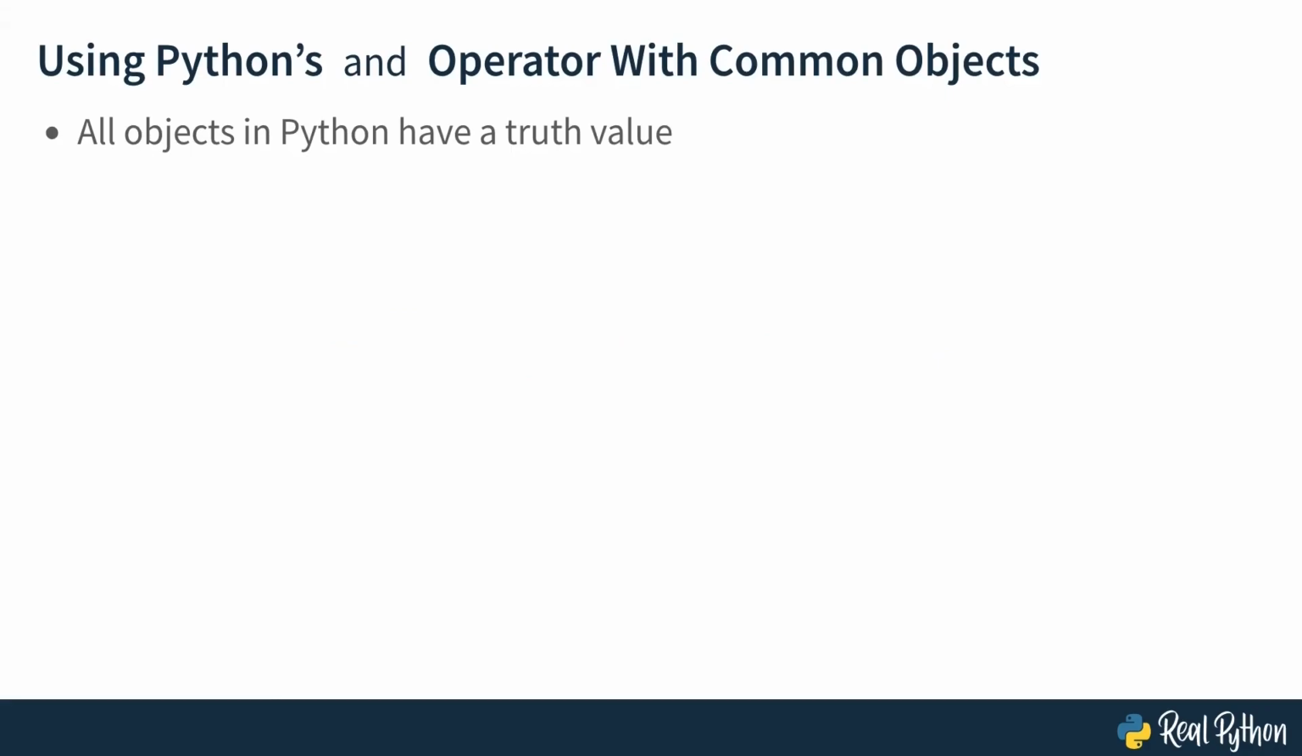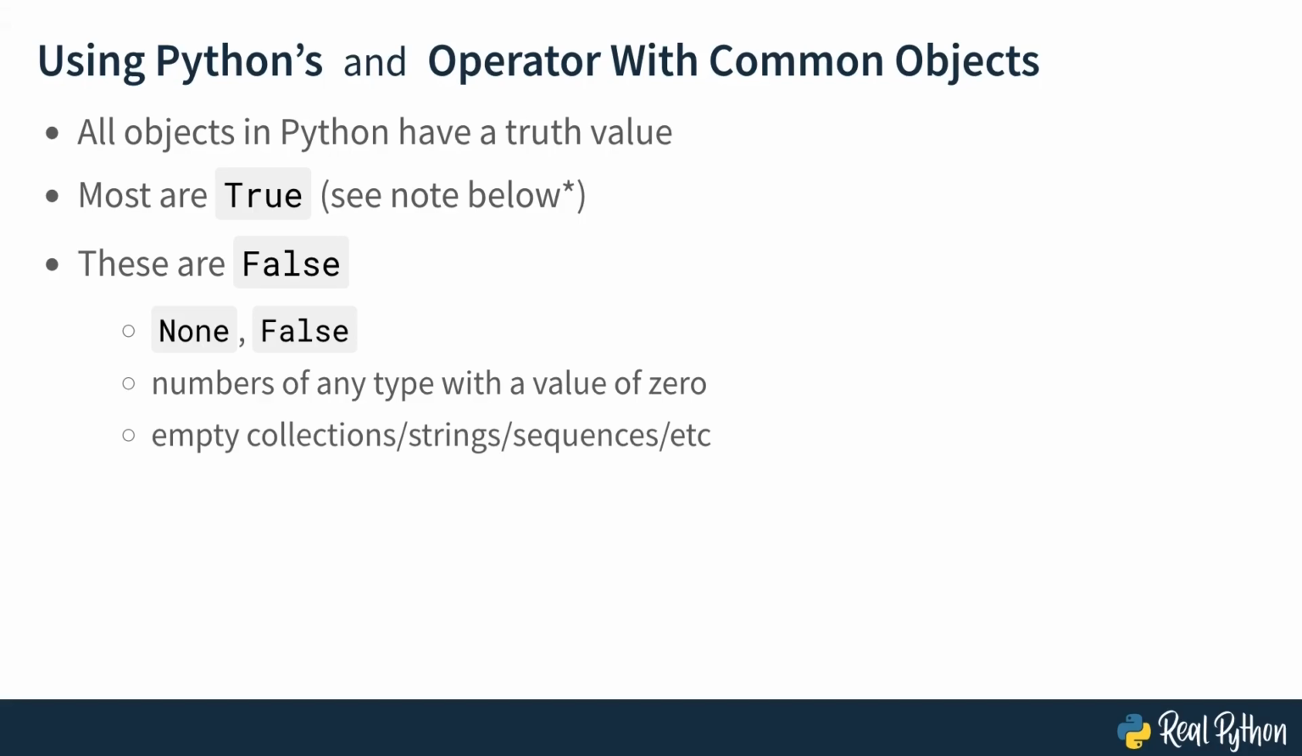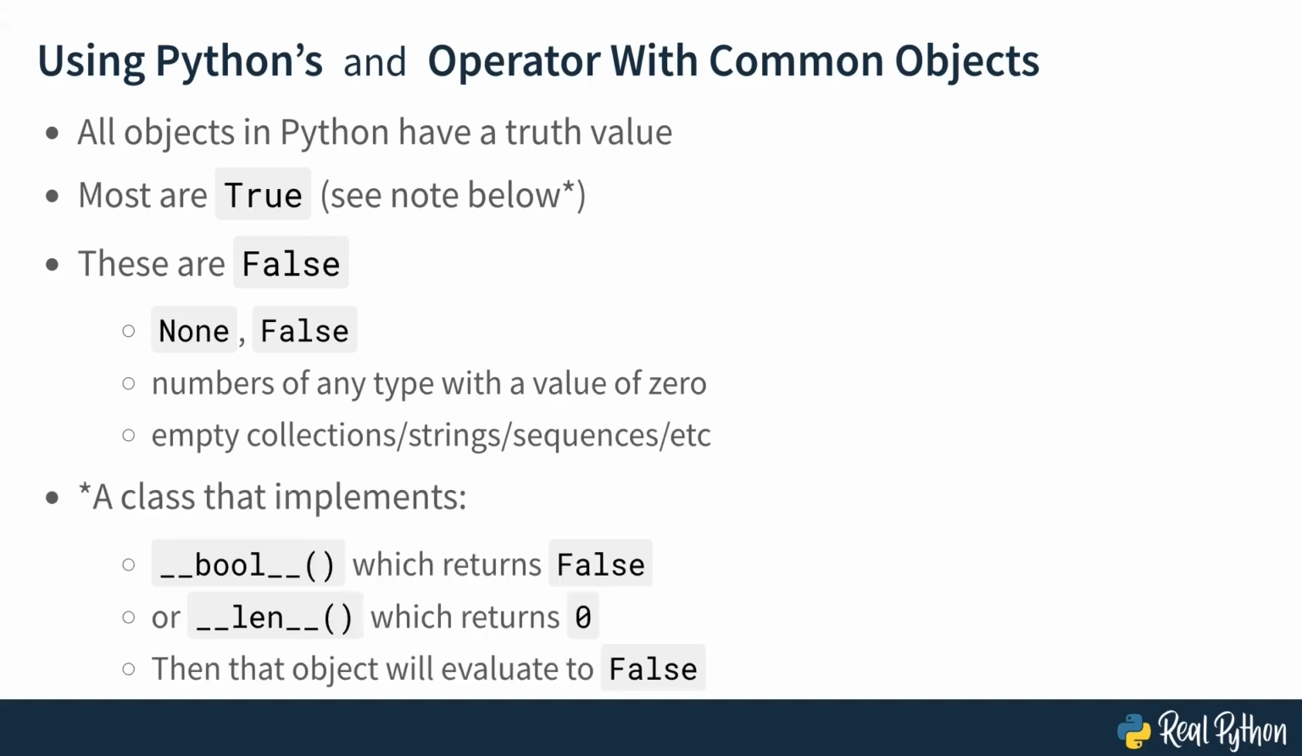And can be used with Python objects because all objects in Python have a truth value. Most objects are true, but there are some exceptions. The None object and False, of course, are false. Any numeric type with a value of 0 is false, and empty collections, like lists, strings, and so on, are also considered false. Also, if a class has certain dunder methods, like say __len__ or __bool__, then what they return, like a length of 0, would determine if that object were false. So Python objects can be connected with the word and, since they all have some truthiness to them.